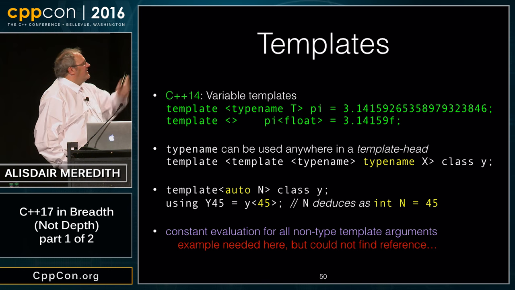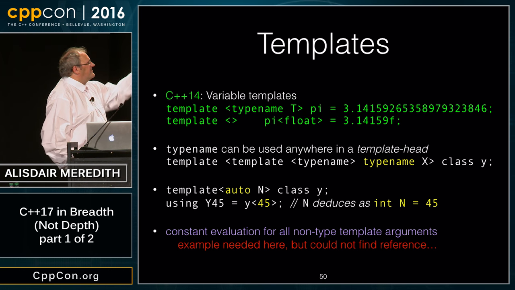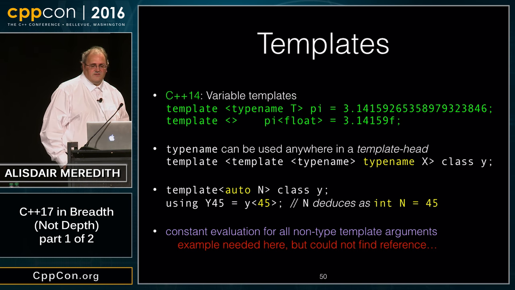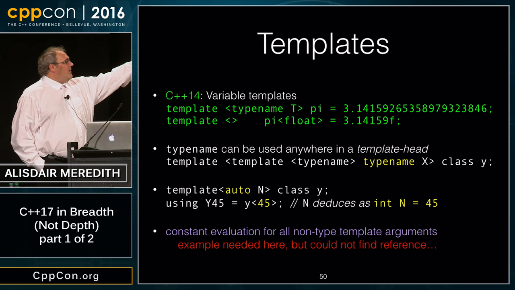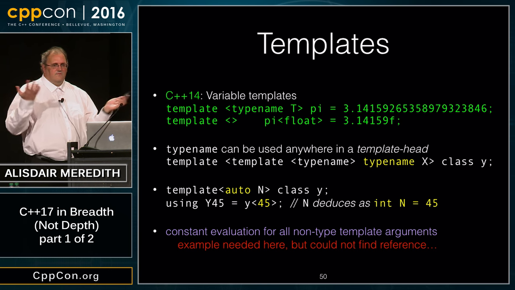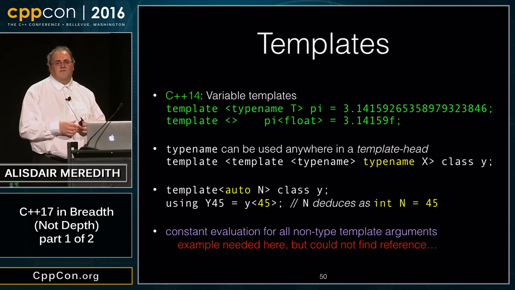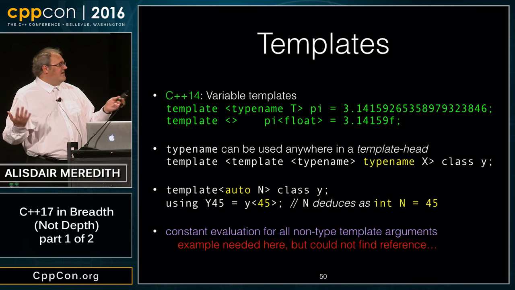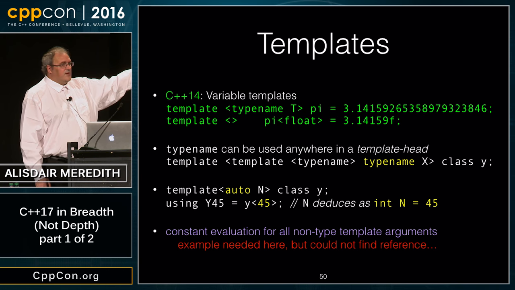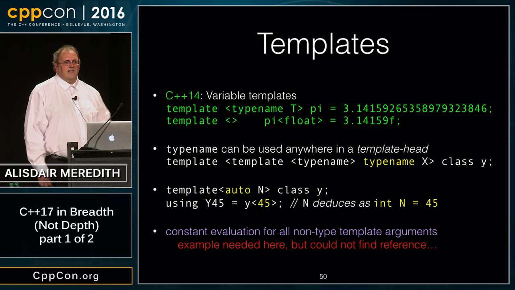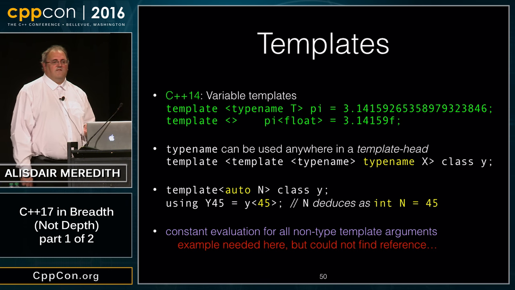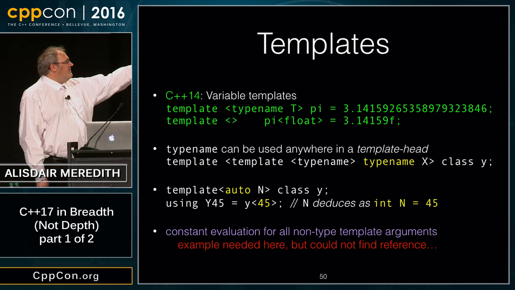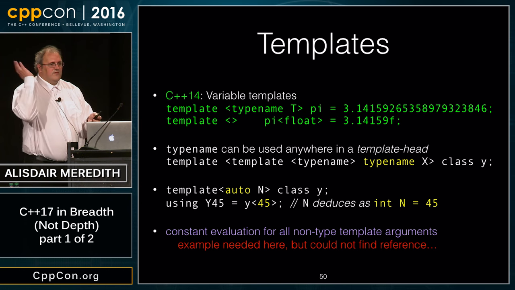Template features. C++14, we added variable templates. So the idea here is I've got pi, and this is a classic example, I'll have it at various accuracies, different representations. For float, double, long double, I'd use specializations to have my preferred representation of pi at that resolution, rather than just relying on parsing the long number and rounding accordingly.